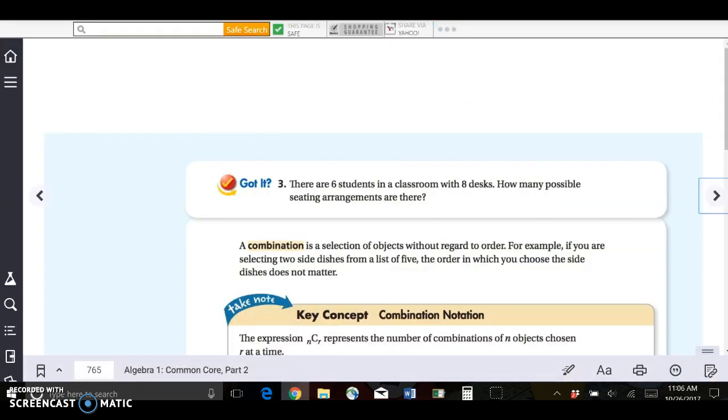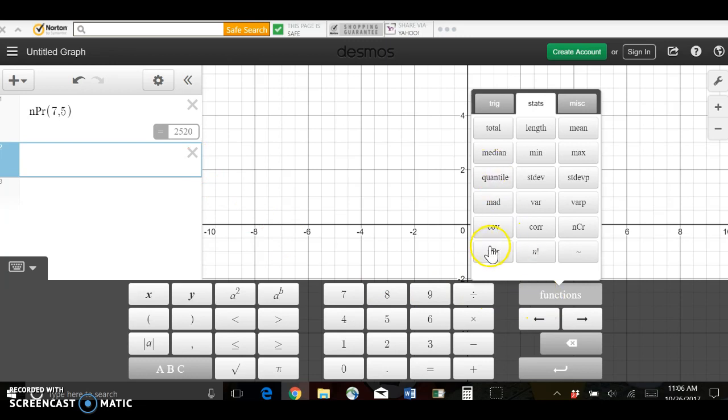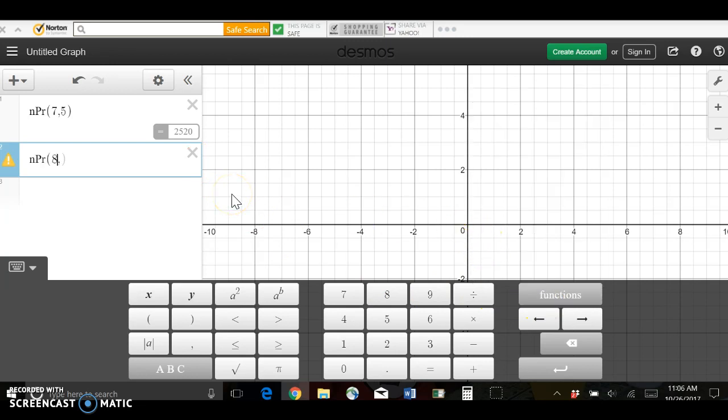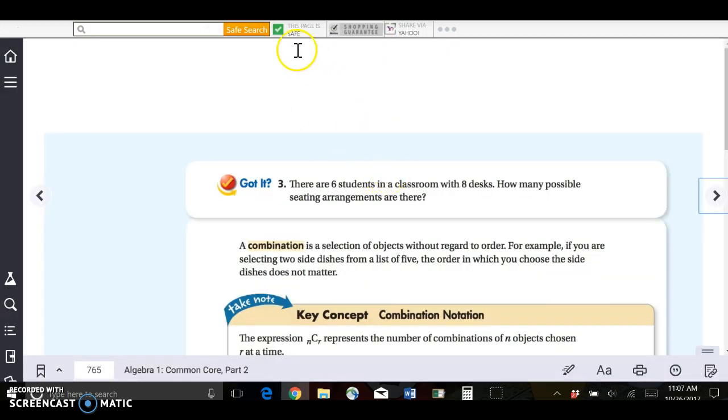We're going to use our free graphing calculator also to check our answer. Maybe Ms. Kate made a mistake. So we have 8, 6, close my parentheses. So that's the same value that we got here, 20,160. So there's 20,160 ways to fill those 8 desks with my 6 students. And I hope that this helps.